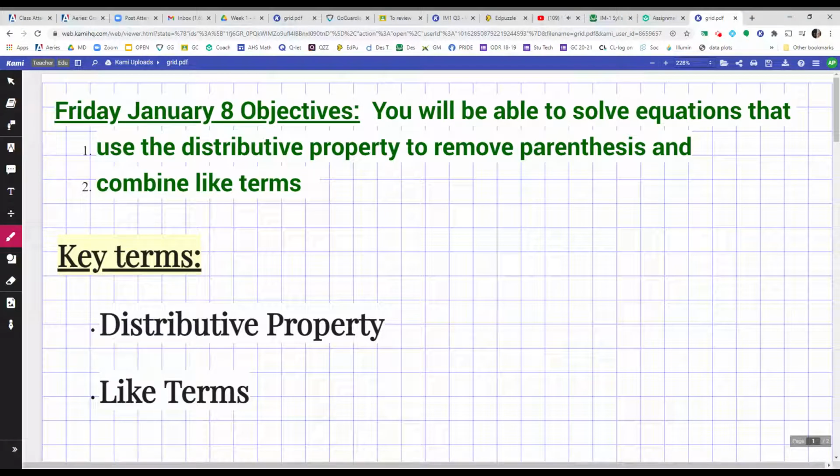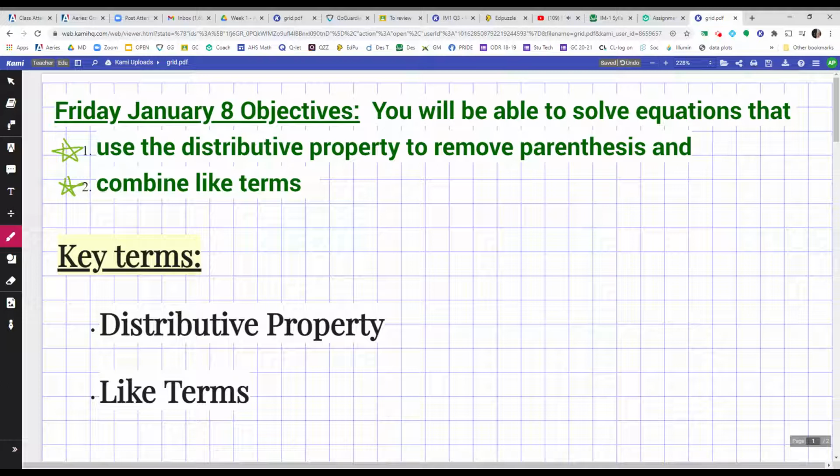Okay, this is Thursday afternoon, but it's the lecture for Friday, January 8th. Your objectives are that you're going to be able to solve equations that, one, use the distributive property to remove parentheses, and your second objective is combine like terms.